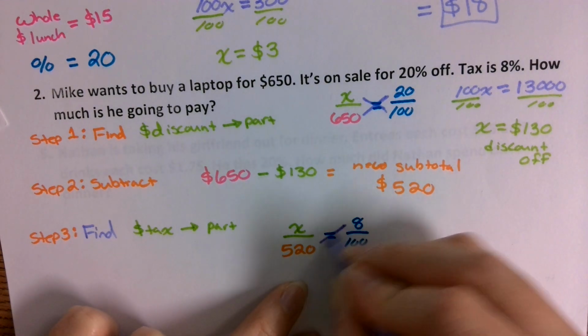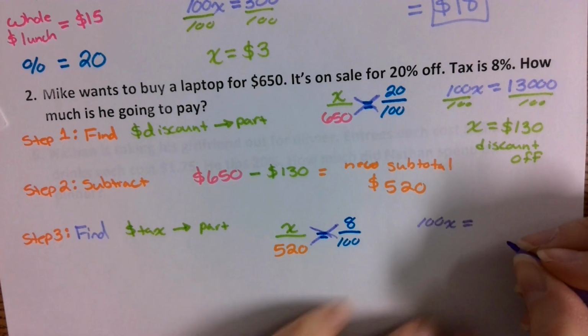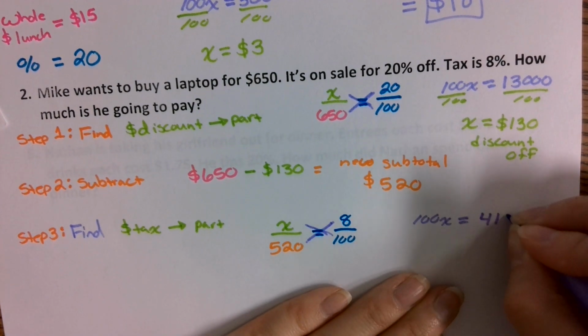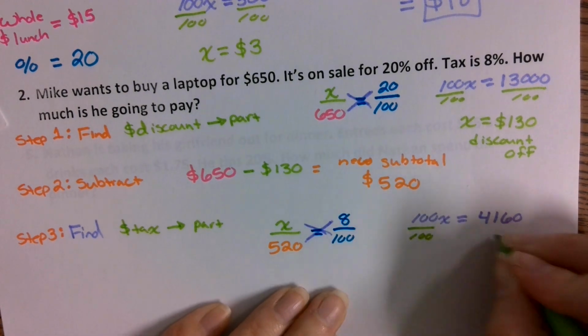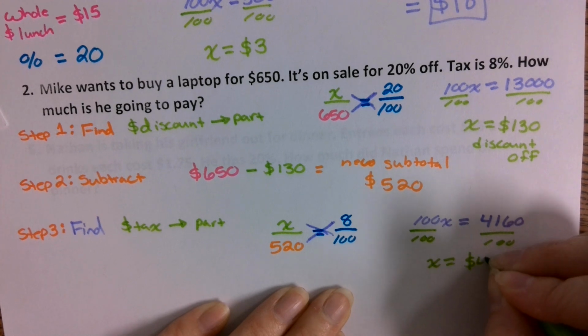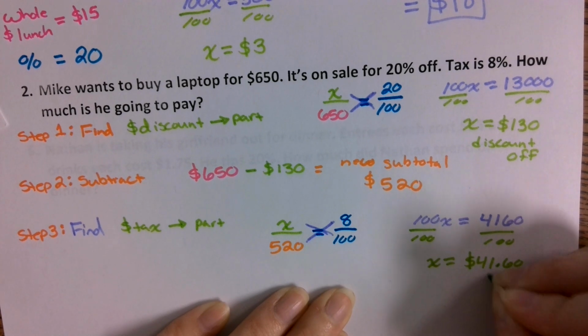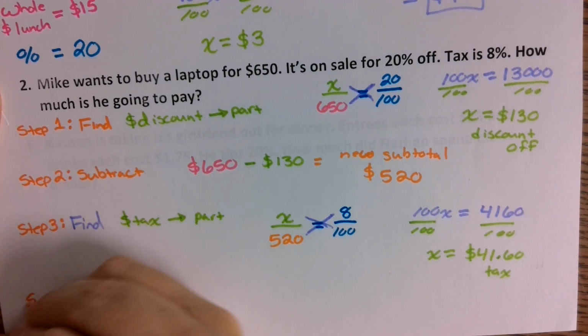Then we do our cross product. We'll get 100x is now equal to 4,160. If you divide both sides by 100, you're going to find out the tax is $41.60 for tax. Okay, your last step.